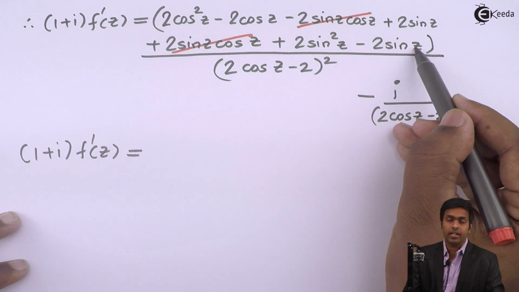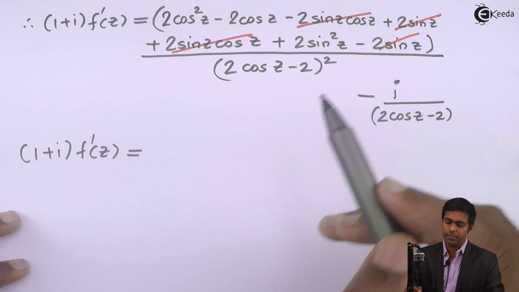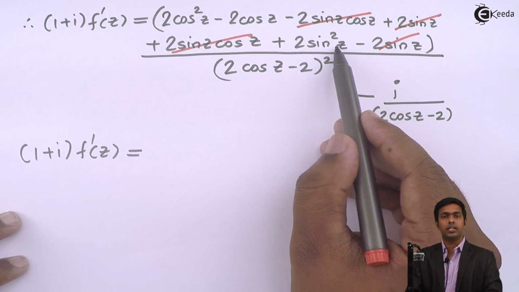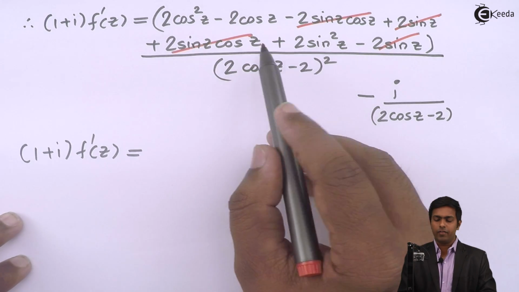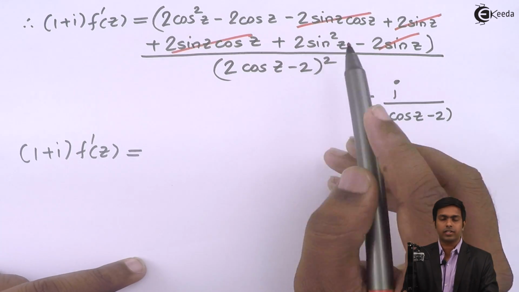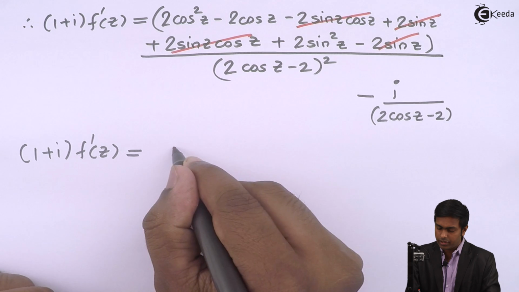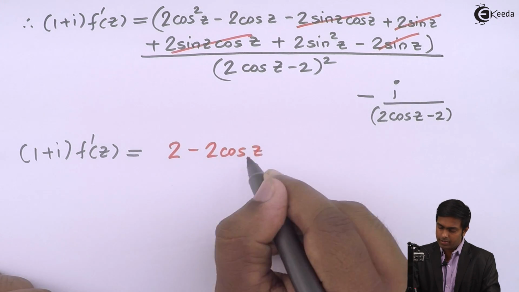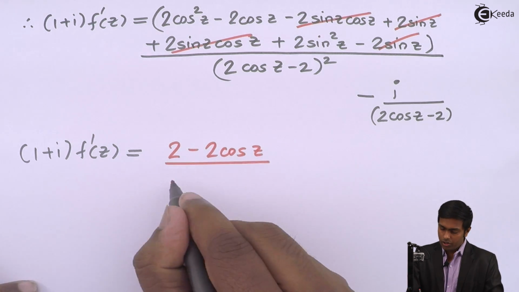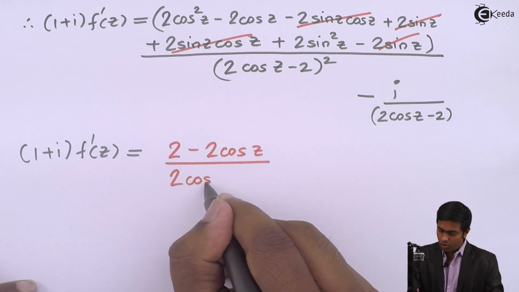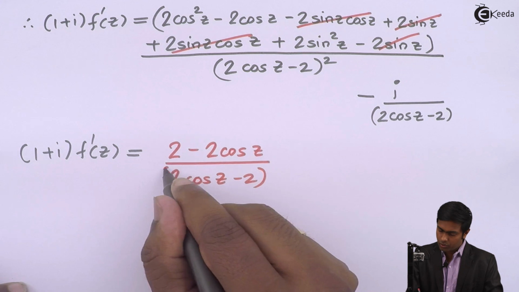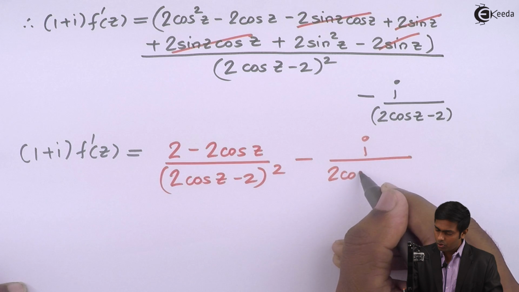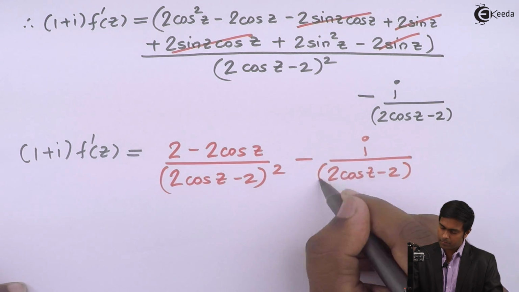Next, minus 2 sin z will be cancelled with positive 2 sin z, and here we will get 2 cos square z plus 2 sin square z. We can take 2 common and we will get cos square z plus sin square z, which is 1. So 1 into 2, that is 2, and minus 2 cos z as it is, upon (2 cos z minus 2) the whole square, minus i upon 2 cos z minus 2.